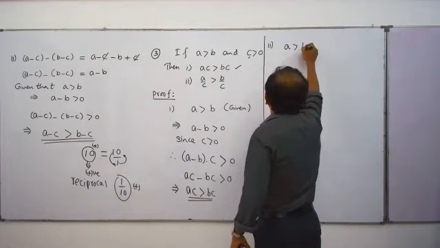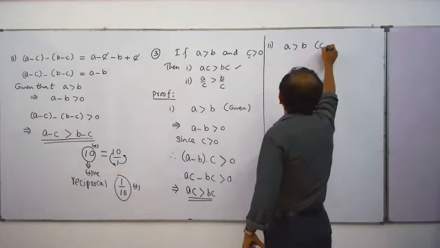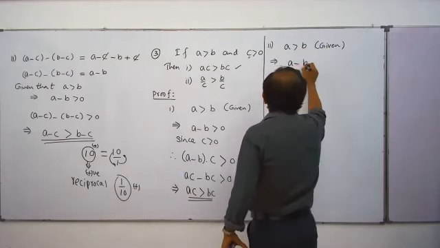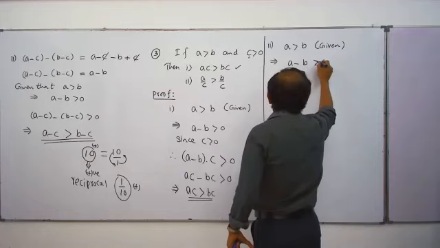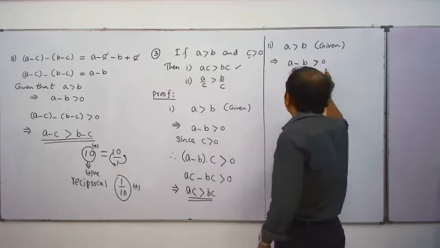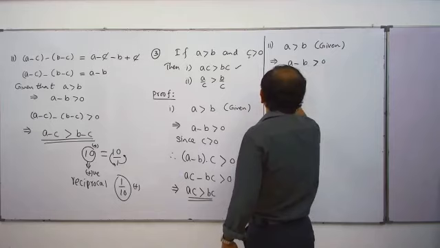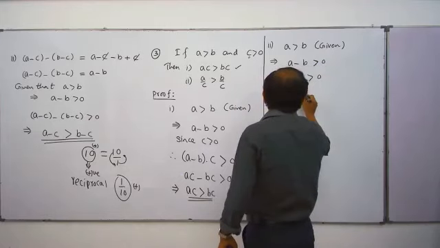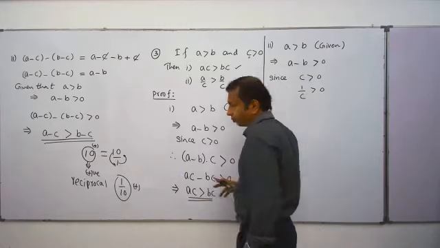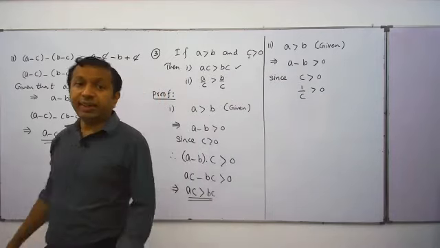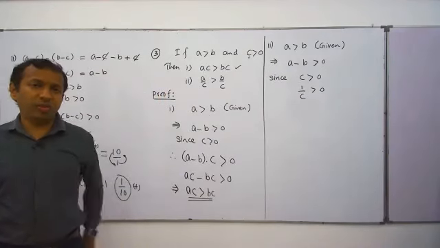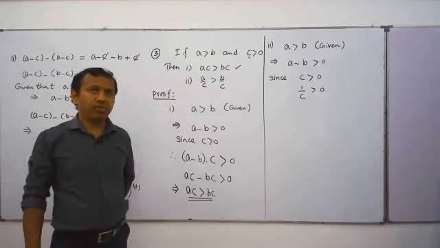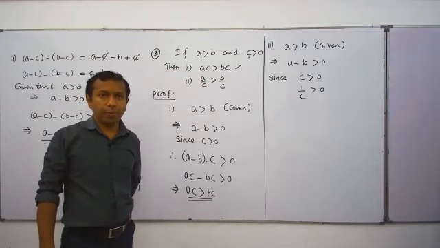So therefore, you can say this way: A greater than B. This is given. This implies A minus B is positive. That is okay, you agree? Since C greater than 0, its reciprocal 1 upon C is also positive. Correct, no? C is positive, like 10. 10 is positive, no? So the reciprocal of 10 means 1 upon 10. Then the reciprocal of C is 1 upon C. 1 upon C is positive.